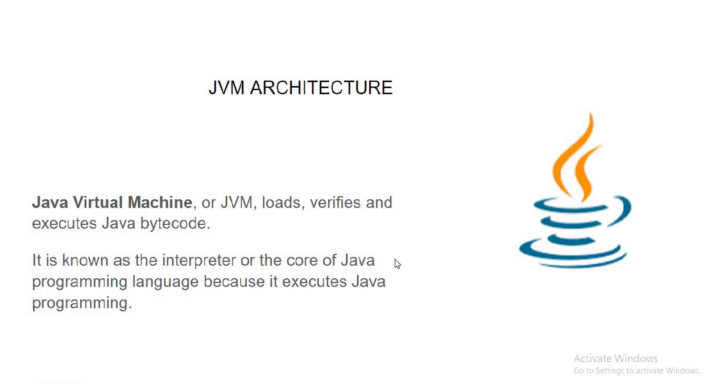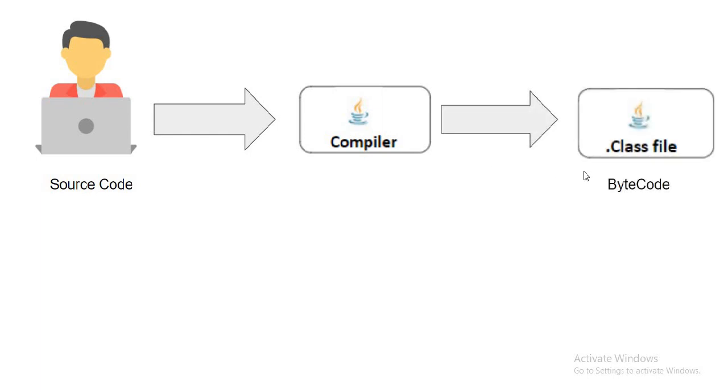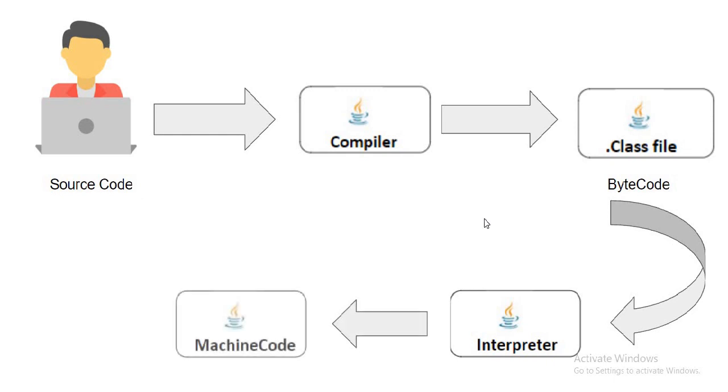Before going to the JVM architecture explanation, first of all I will show you the basic steps of execution of a Java program. First, a developer will write source code and send it to the compiler to see if there are any errors in the code or not. If the code is compiled successfully, it will generate a .class file which contains the bytecode. After compilation, it is sent to the interpreter, which will execute the code and generate the machine code. I think now you can understand how the basic Java execution process happens.